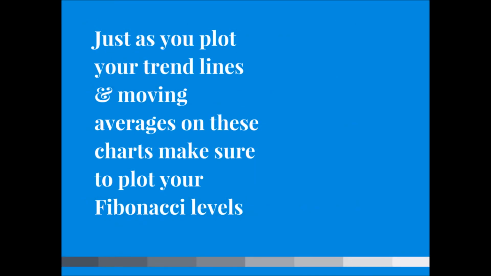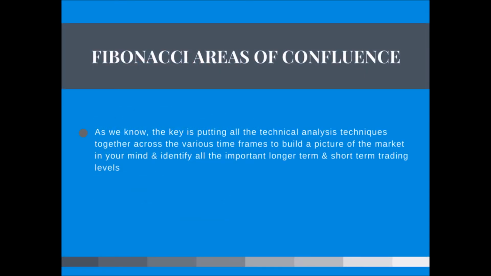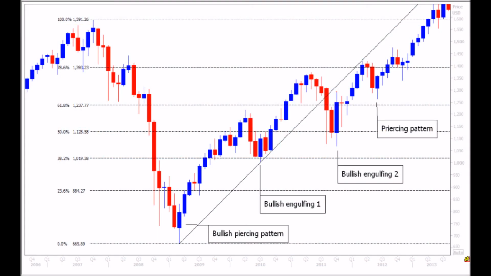Just as you plot your trend lines and moving averages on these charts, make sure you plot your Fibonacci levels, and then we can find Fibonacci areas of confluence. As we know, the key is putting all the technical analysis techniques together across the various time frames to build a picture of the market in your mind and to identify all the important longer term and short term trading levels. Look what happens when we plot Fibonacci levels over a different time period.